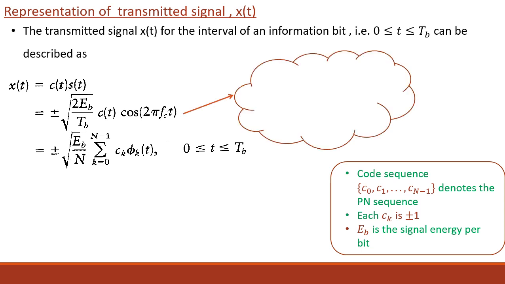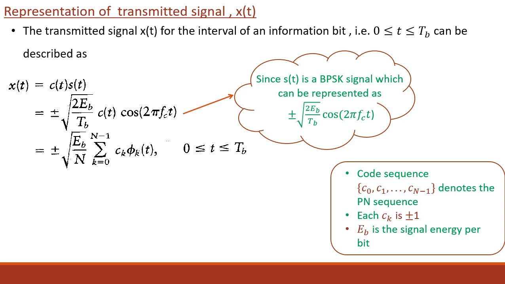We know that S of t is a BPSK signal, and the representation for S of t is plus or minus root of 2 Eb by Tb cos 2 pi fct. We substitute this into the expression C of t times S of t, and we get the expression plus or minus root of 2 Eb by Tb, C of t times cos 2 pi fct.